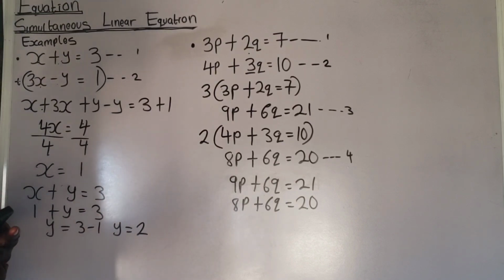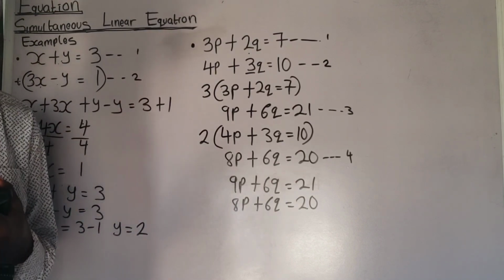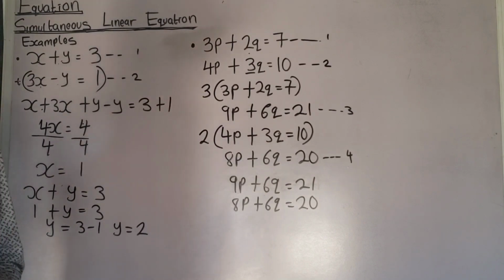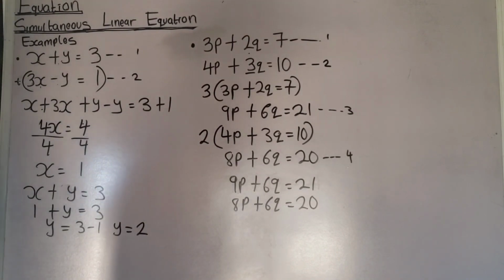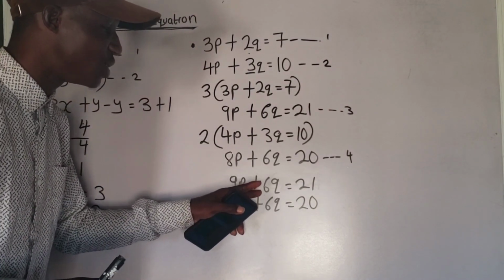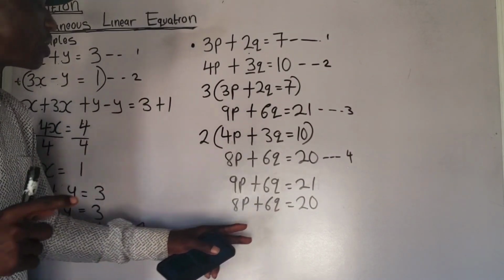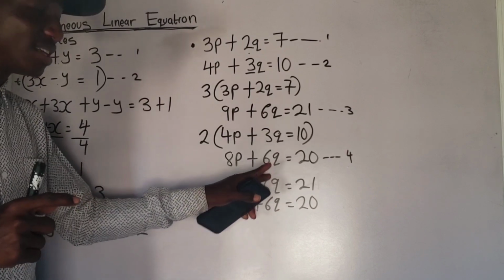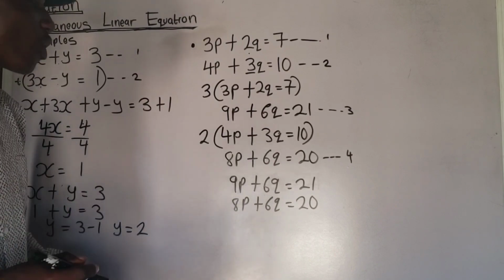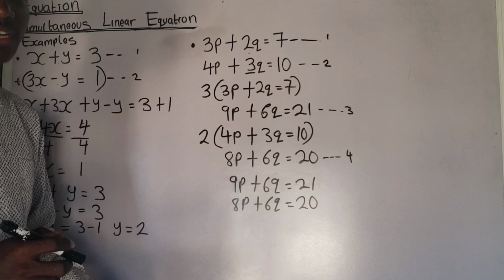Don't forget, I told you when we have simultaneous equations where one of the unknowns has a uniform coefficient, if the signs are the same, we are going to subtract. If the signs are different, we are going to add. Let's say I have positive 6q and negative 6q, I'm going to add. But in order to eliminate this q, I have to subtract because they are both positive.